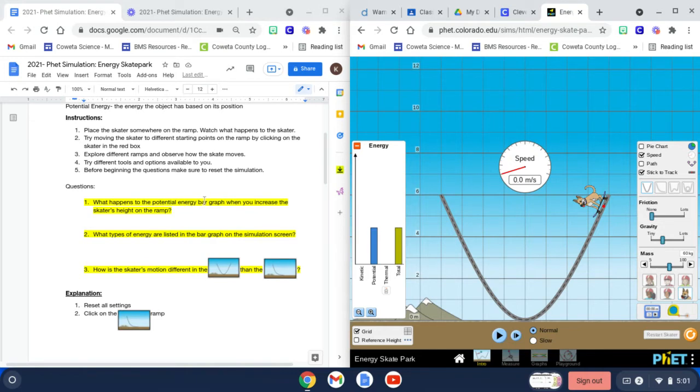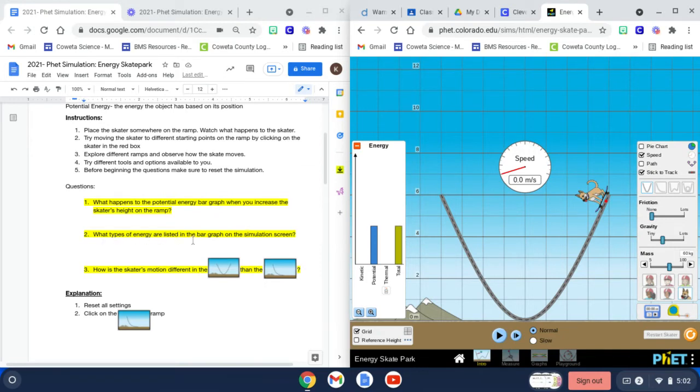What happens to the potential energy bar graph when you increase the skater's height on the ramp? Having the grid checked, this 2, 4, and 6 are different heights. To answer that, you're looking at your graph as you move your object to those different heights and seeing what happens to the potential energy as you increase the skater's height on the ramp. So you would give me a full sentence answer.